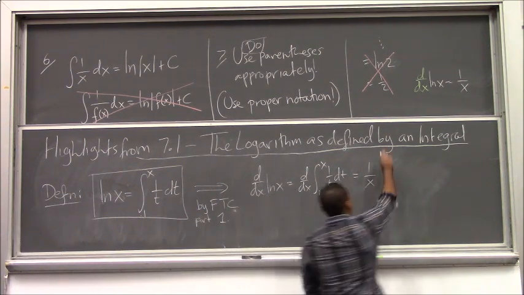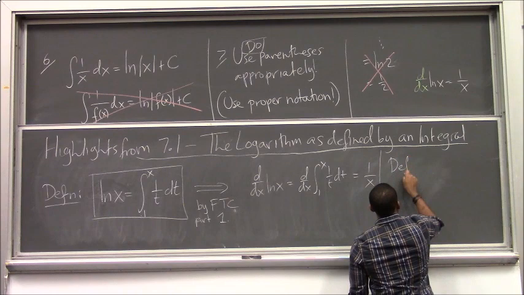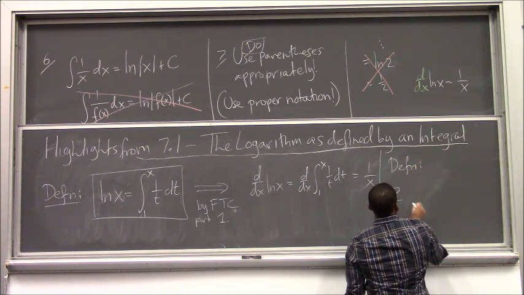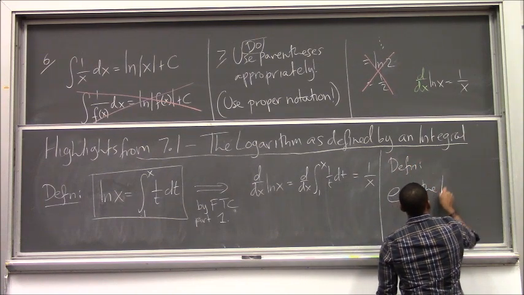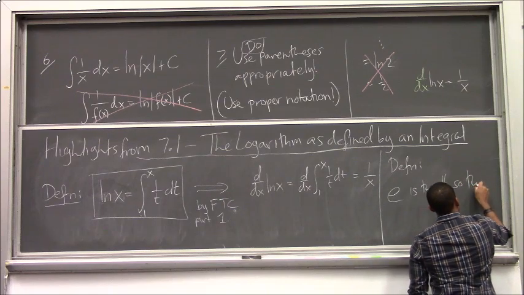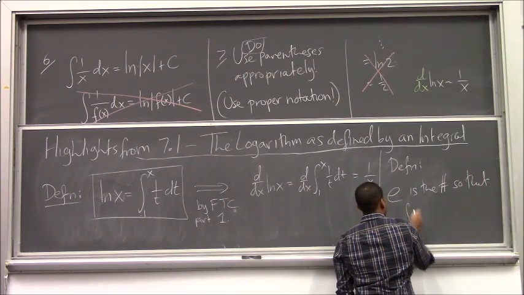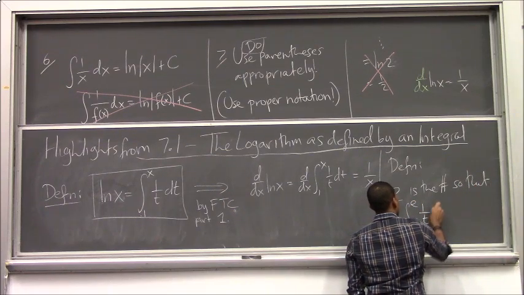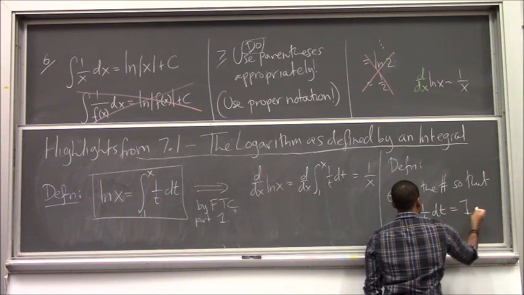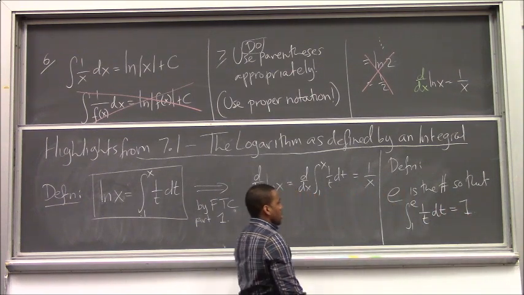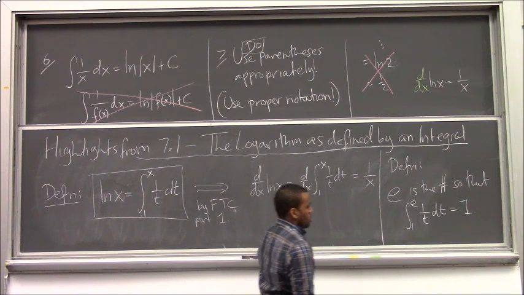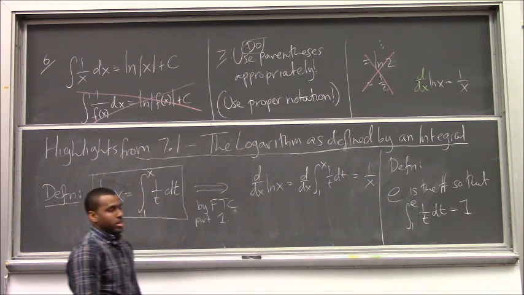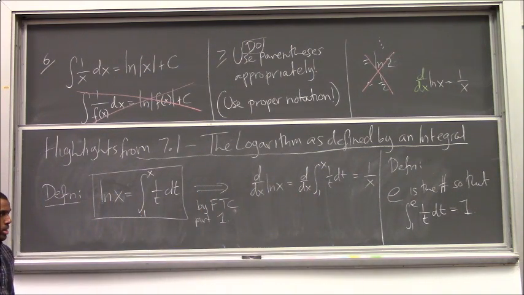So they define that function, and they pretty much derive all the rules from that, and they also define the number e. e is the number so that if you integrate from 1 up to e of this thing, the answer is going to be 1. Which again, I think it's nicer to define e another way, and I did that in Calc 1.